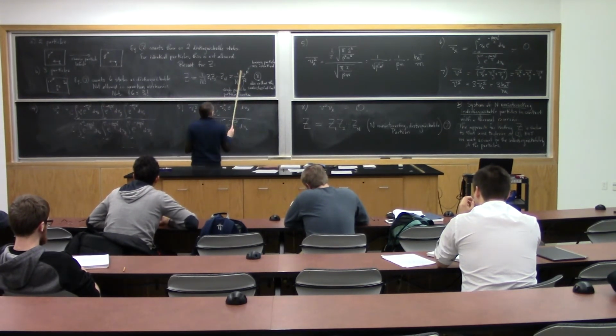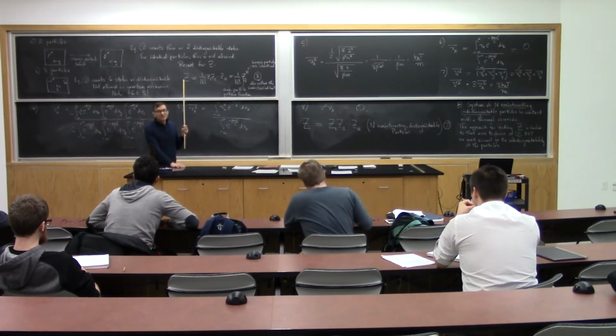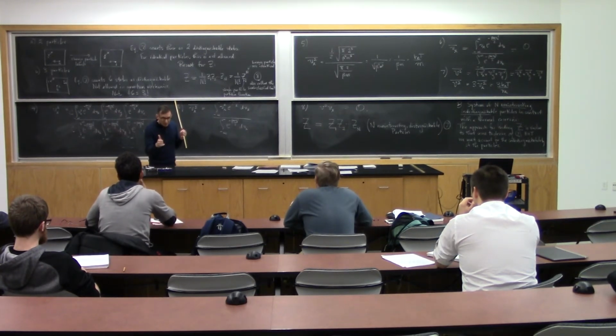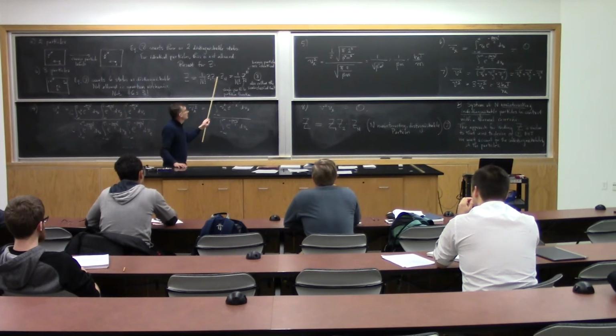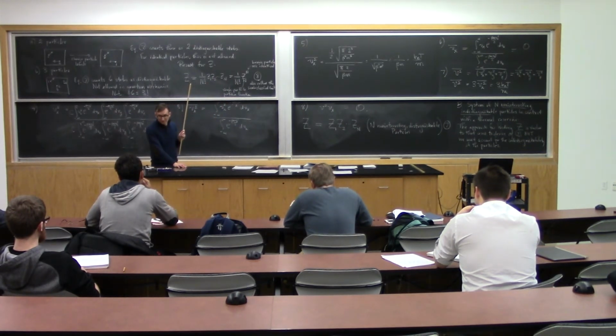And then we've done this situation where we have n non-interacting, indistinguishable particles. They're identical, and they're moving around such that they overlap so much that you can't tell them apart from each other. Okay? Then we're going to use that result for the partition function. Okay?